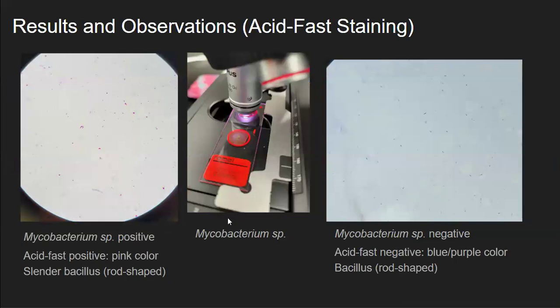Acid-fast staining. Mycobacterium was both positive and negative. The positive had a pink color and was bacillus or rod-shaped, and so was the negative Mycobacterium, only it was blue and purple in color.